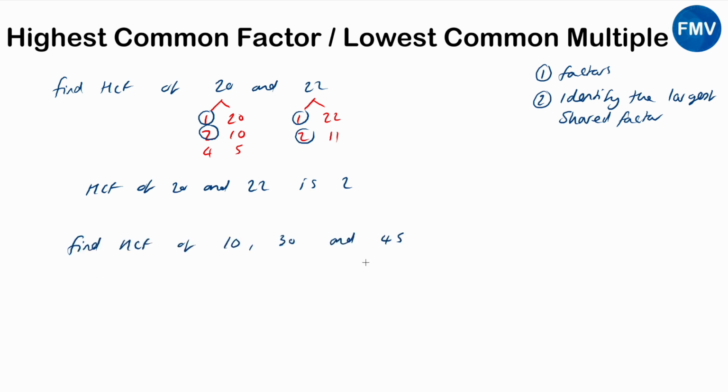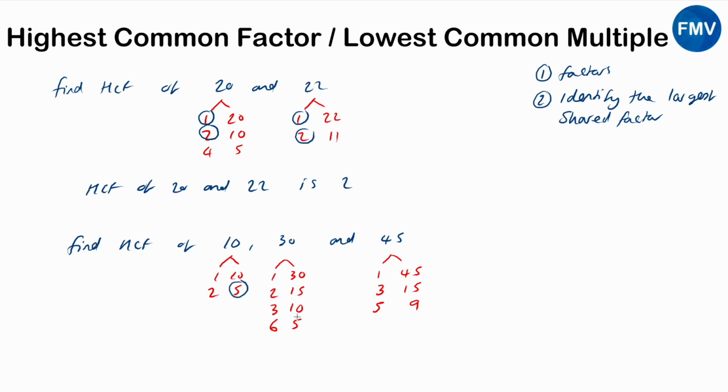Let's look at this second example here. Okay, so step 1, identify the factors of each number. So we've done that here. Step 2 is identify the largest shared factor. So I'm looking for one number that is shared amongst all these factors. 10 is in these two, but 10 is not in this one. 5 is in these two, and 5 is in this one.